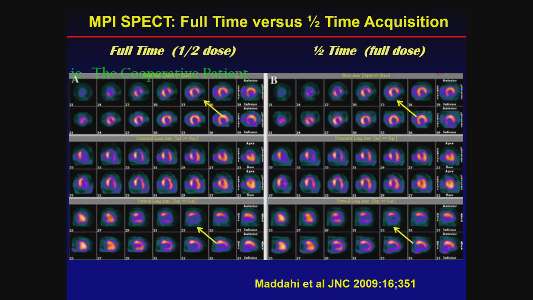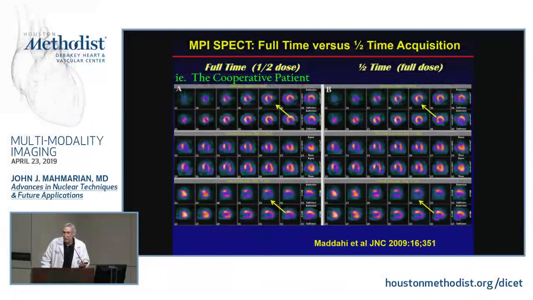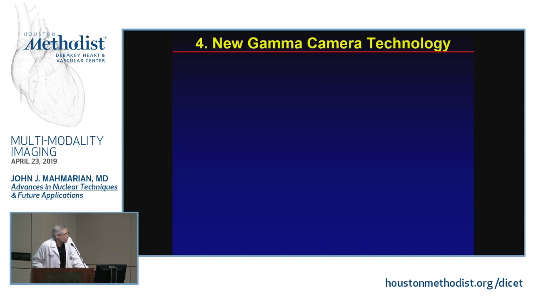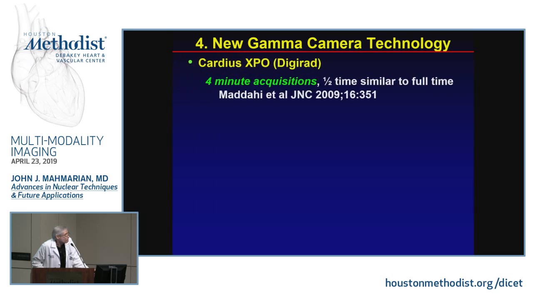This is important because if you have a cooperative patient, you can give half the dose and just have them image for a longer time. But if you have someone who's wiggling all around and won't sit still, you can do half the time but give the full dose. Simple concept, but a very important one, and one you can use with this kind of imaging technique. This is using newer gamma camera technology.